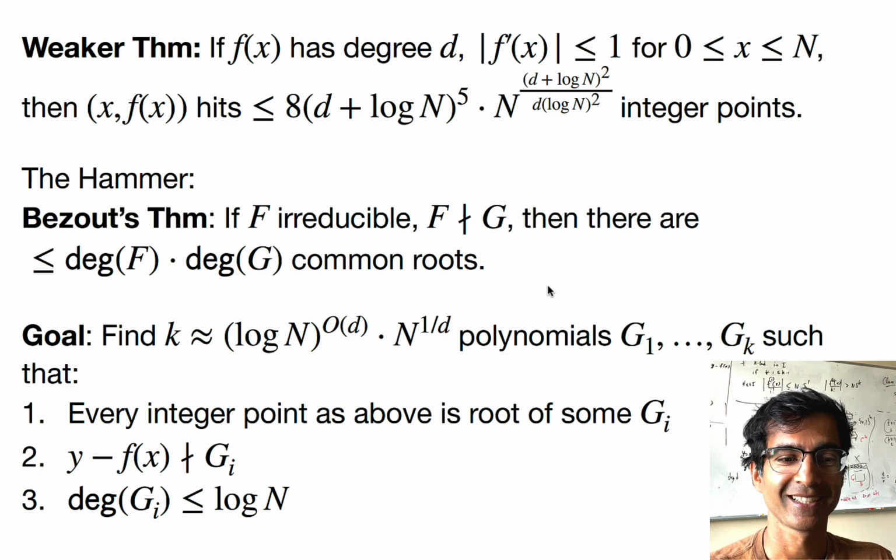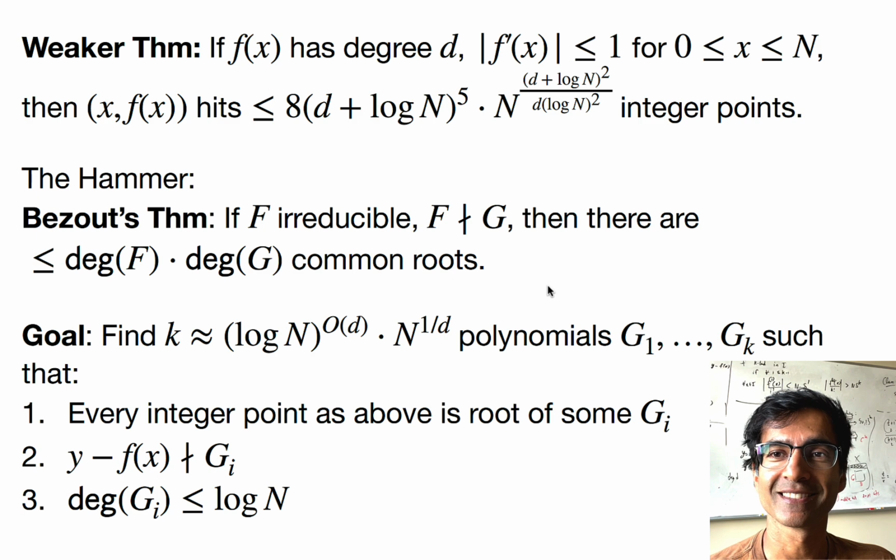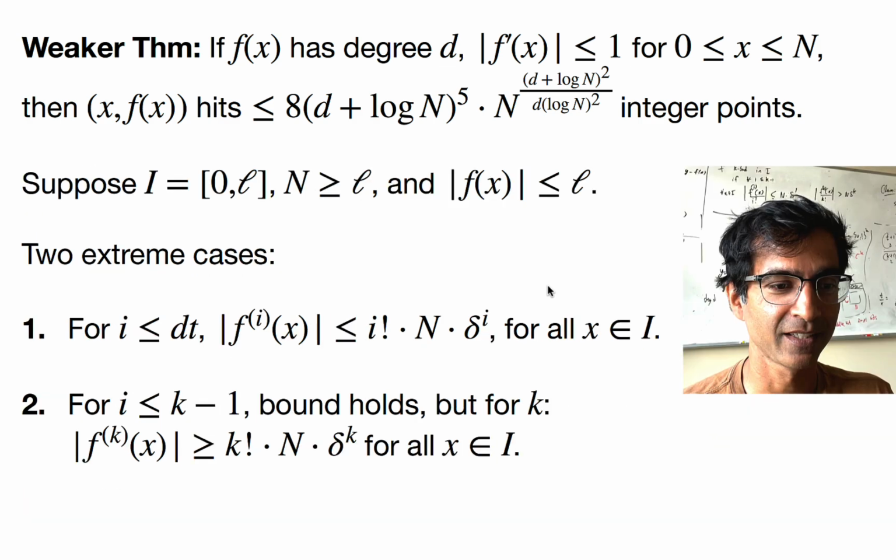Okay. So that's a high level structure. We'll bound the number of integer points by covering all of them with low degree polynomials that are relatively prime, that are not divisible by y minus f(x).